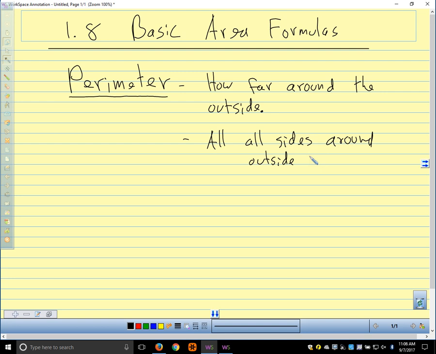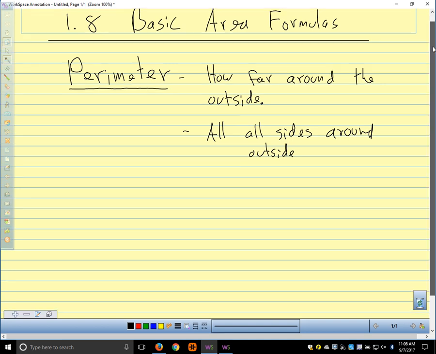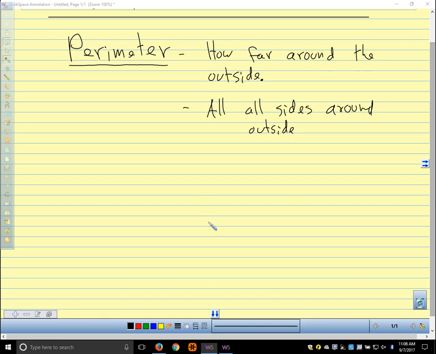So I don't want people thinking, oh, I need to add every single side. We're just going to add around the outside. So we're not going to write down formulas for perimeter. To find perimeters, we're just going to add up all the sides around the outside. And that's going to be for any shape that we talk about. All right, so let's talk about our areas. For a square, we'll start with a square.